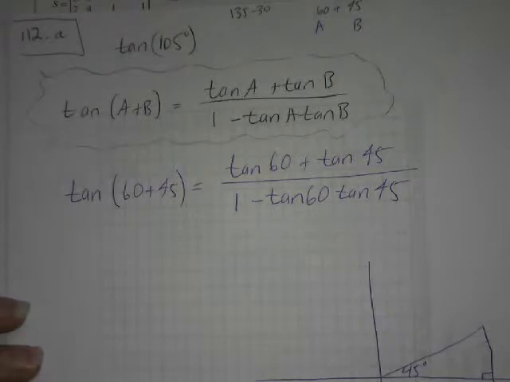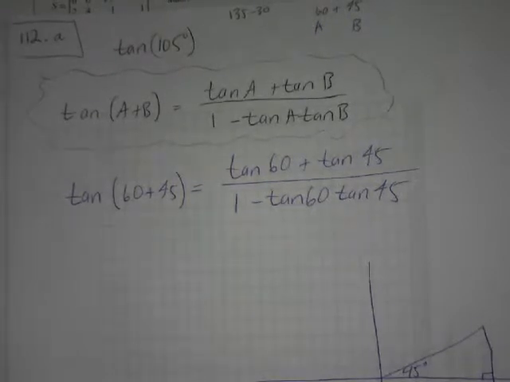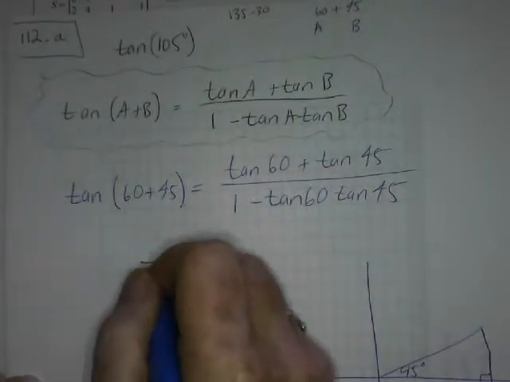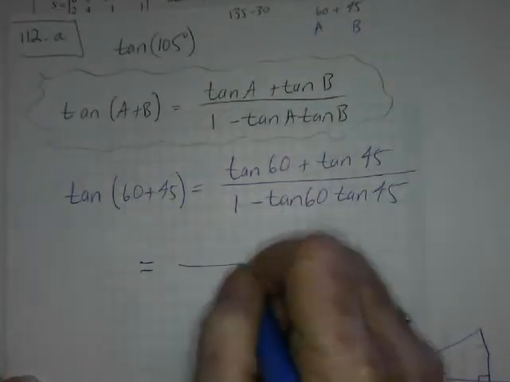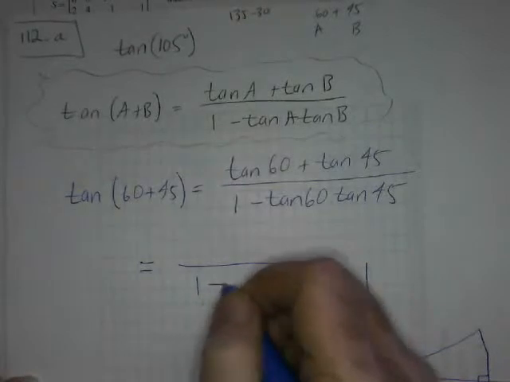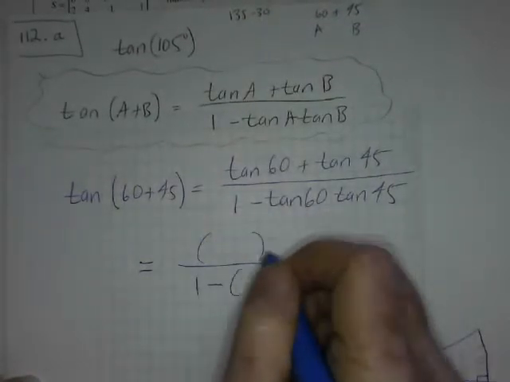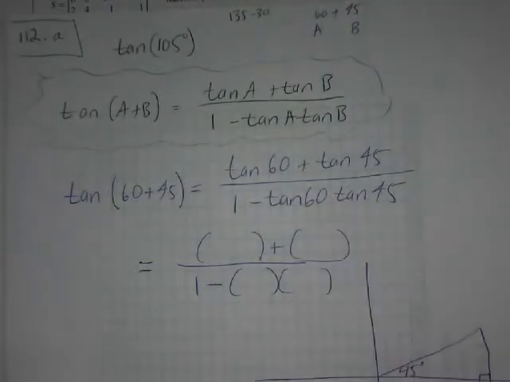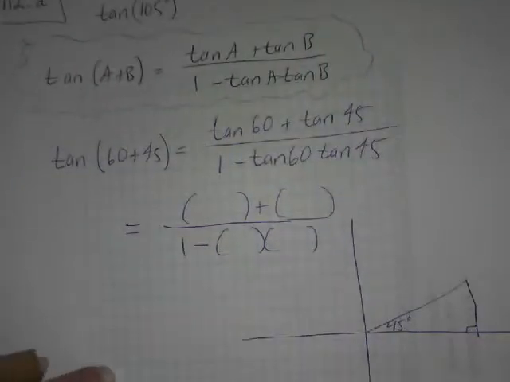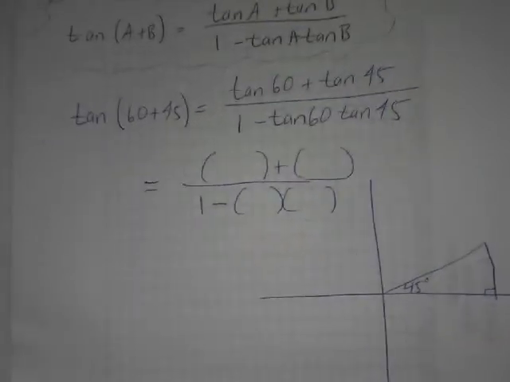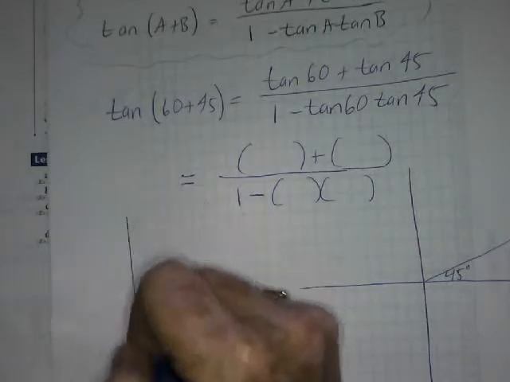Now I'm going to evaluate this, but I don't really want to use my unit circle because it's easier for me to just use a triangle. So there's my 1, and I'm just going to make little empty spots where all my values go. Okay, so what's tangent of 60? I already wrote 45. Let's get tangent of 60. We'll put it over here.